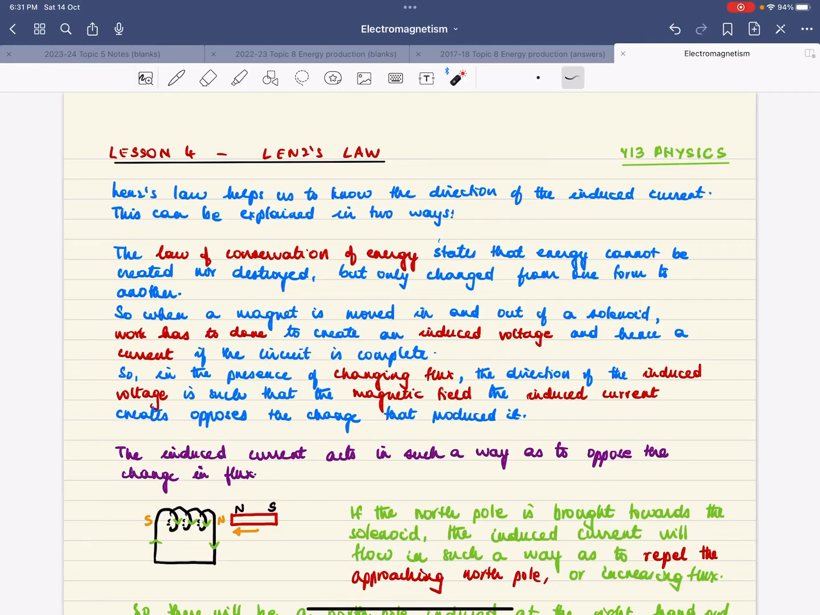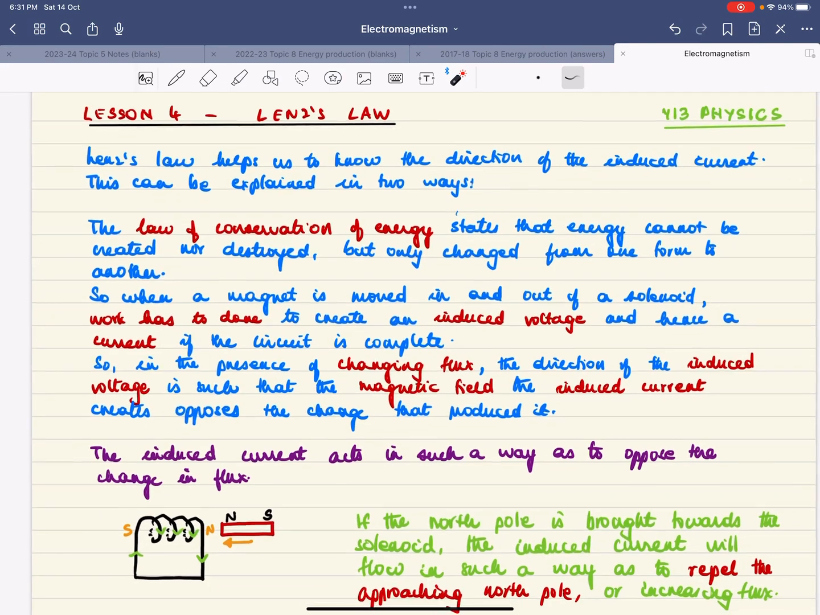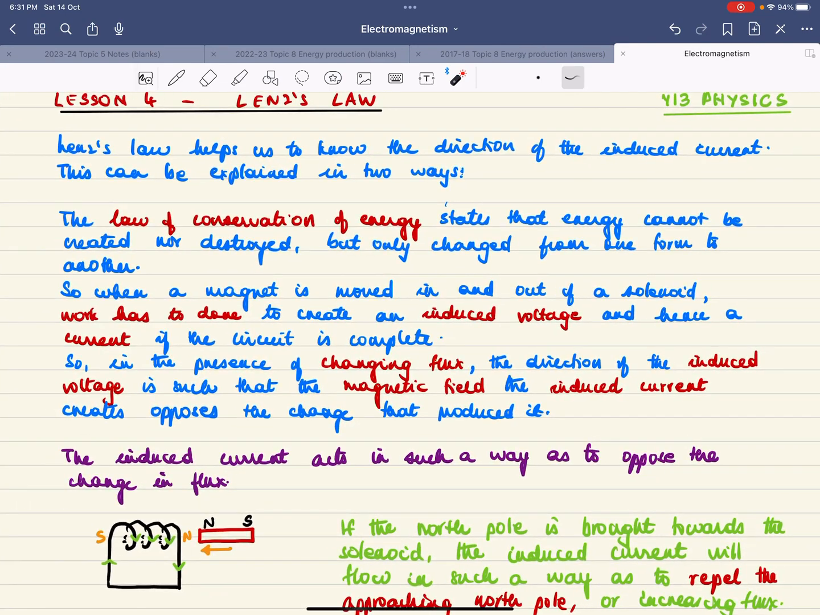Lesson 4 for Year 13 Physics, and this is on Lenz's law. Lenz's law helps us to know the direction of the induced current, and this can be explained in two ways. We can use the law of conservation of energy that states that energy cannot be created nor destroyed, but only changed from one form to the other.